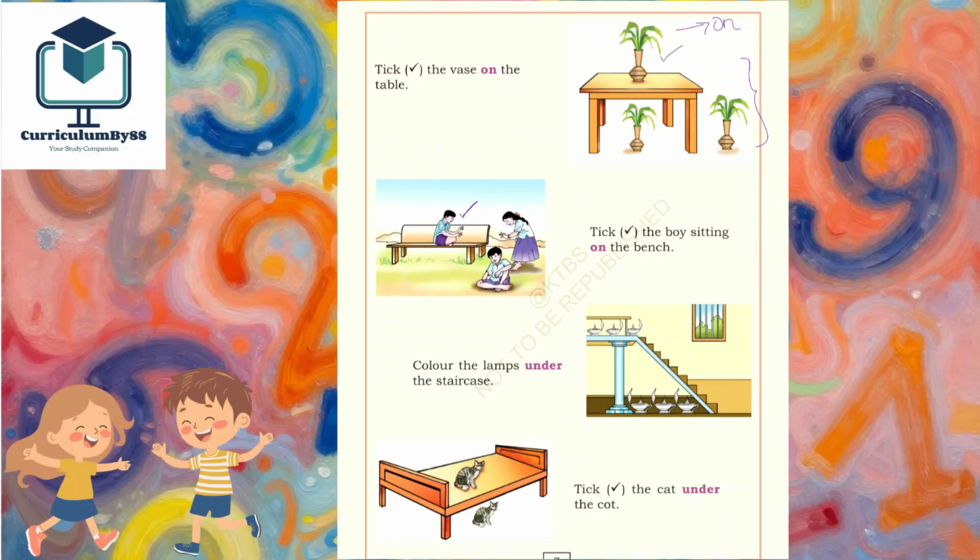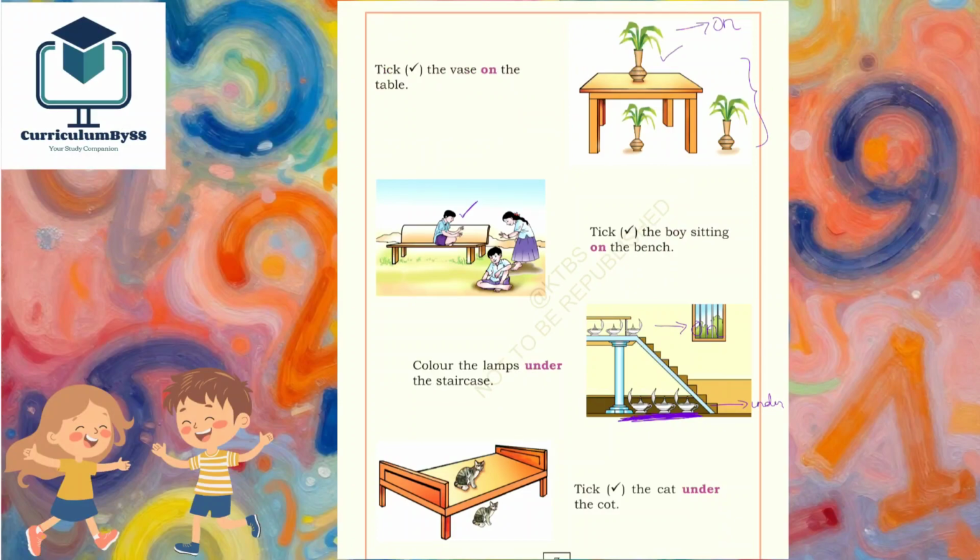Color the lamps under the staircase. So there are three lamps on the staircase and three lamps under the staircase. They have asked us to color the lamps under the staircase. These lamps we have to color.